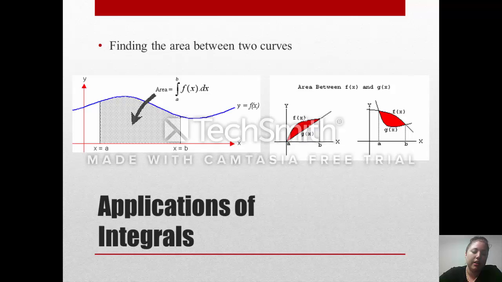Now, because the area is bounded by an axis, you have the area equals the integral of a to b of f of x dx. Now, on your right, you would have area equals the integral from a to b of your top curve, which is f of x, minus your bottom curve, which is g of x, dx.